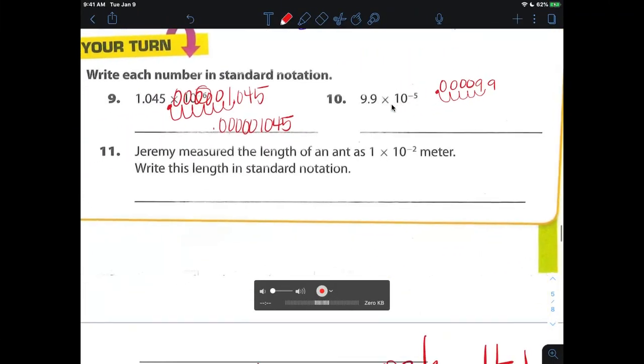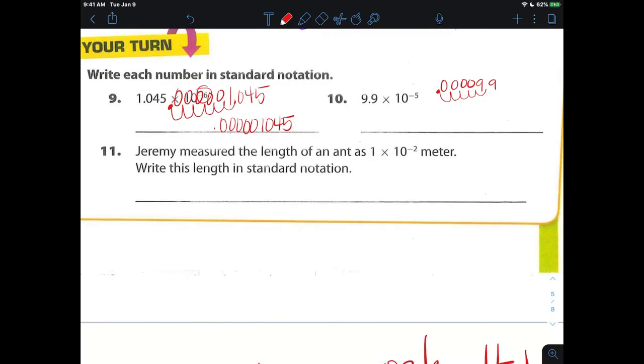Okay, last one. Jeremy measured the length of an ant as 1 times 10 to the power of negative 2 meters. Write the length in standard notation. So 1, and then we're going to move back 2. Here's my decimal, 1, 2. So it's 0.01.